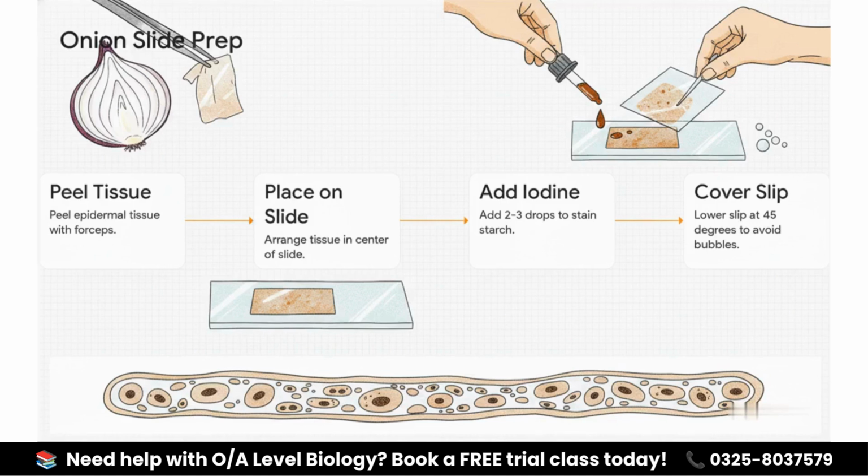Third, and this is key, you add a few drops of iodine solution. Why? Because iodine stains the starch in the cells, making the different structures pop. Finally, using a mounted needle, you support a cover slip and lower it gently at a 45-degree angle. That angle is super important to avoid trapping any of those frustrating air bubbles.